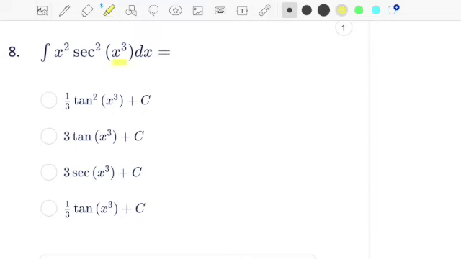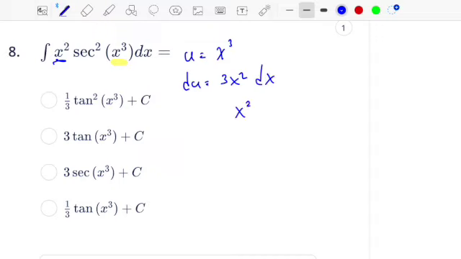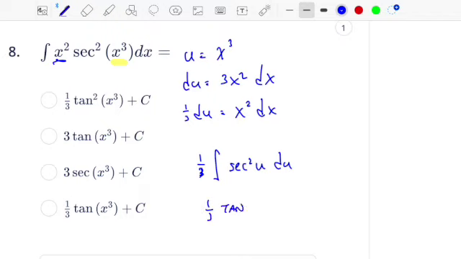Integral, oh, definitely a substitution. I've got something on the inside, so u is equal to x cubed, then du is 3x squared dx. Hey, look, there's that x squared dx, which is equal to 1/3 du. So then I have 1/3 integral of secant squared u du. That's a nice easy one. That is 1/3 tangent of u, and tangent of u is going to be x cubed, plus c. Let's check that out. There it is.